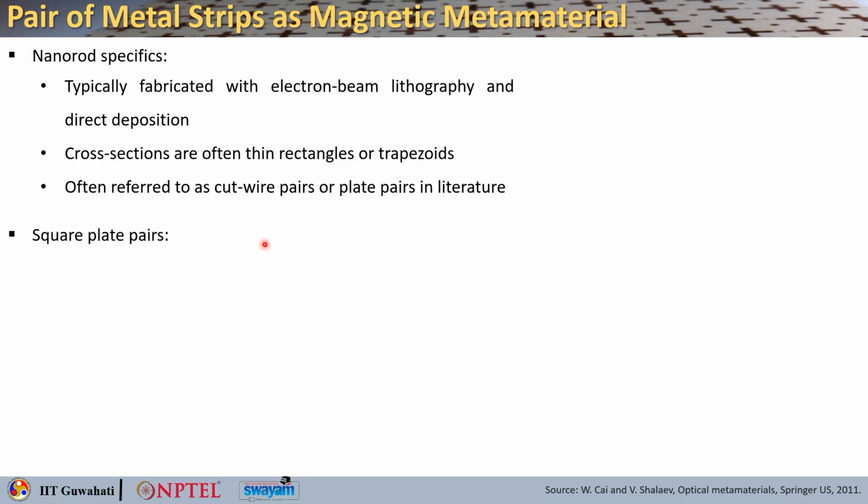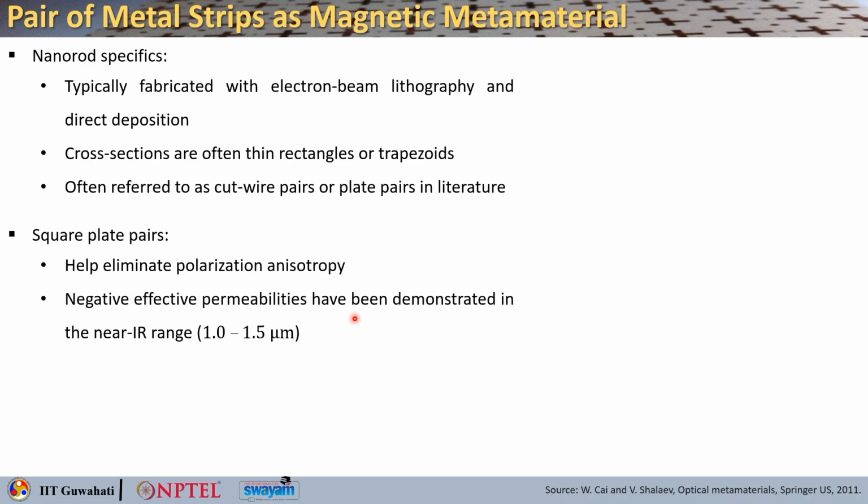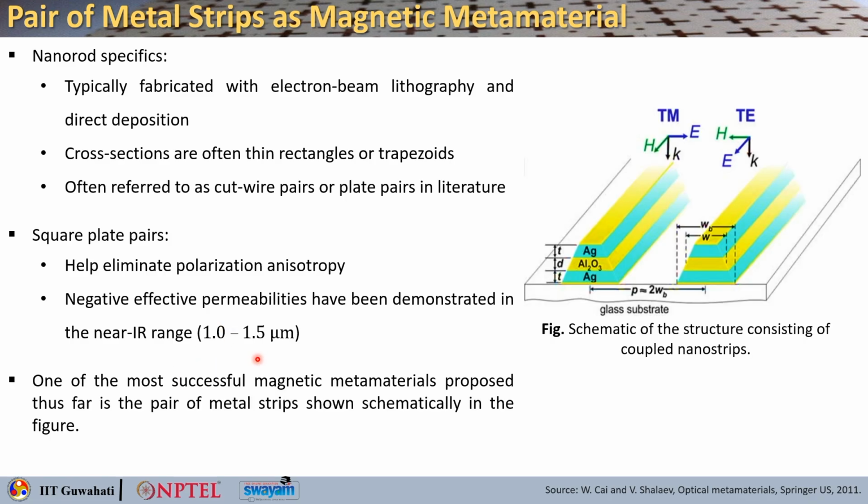Sometimes square shaped plate pairs are also favored because this particular geometry eliminates undesirable polarization anisotropy in the metamaterial. And negative effective permeabilities from this kind of square nanoplate arrays have been observed in the near infrared range, from 1 to 1.5 micron, and they have given negative effective permeabilities.